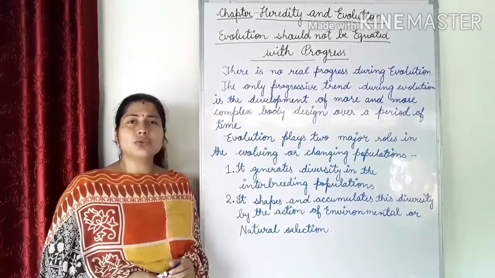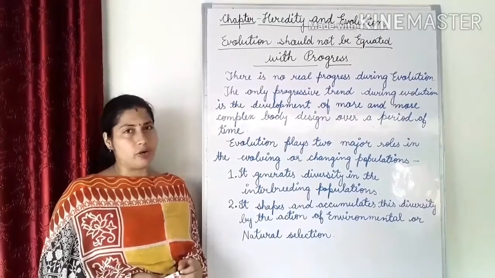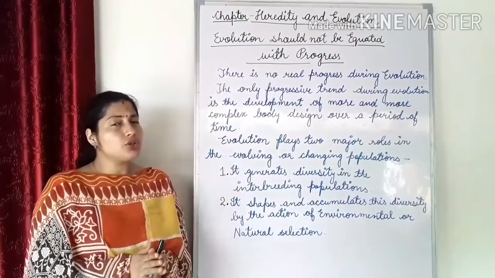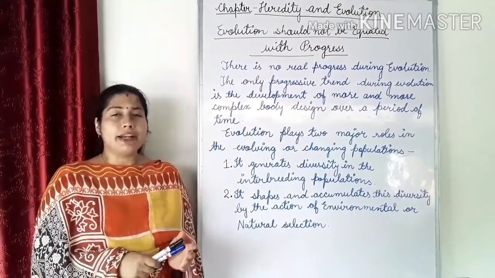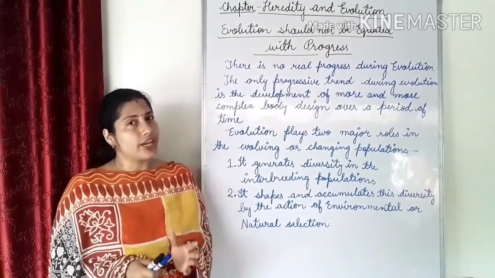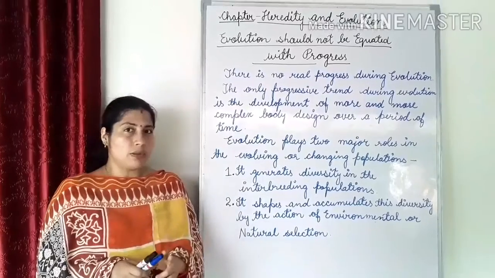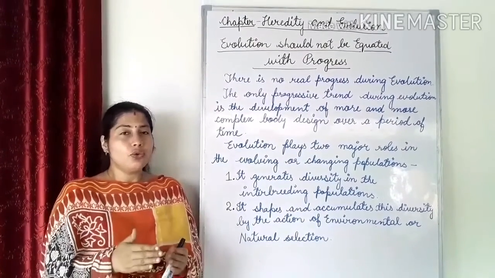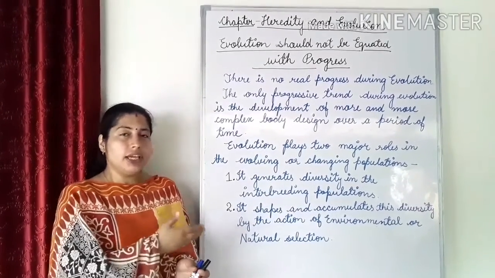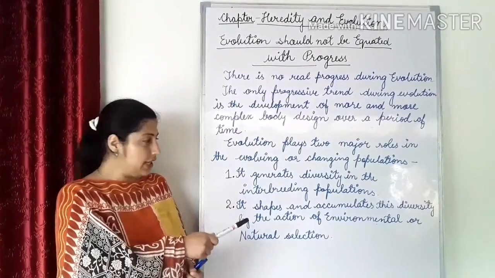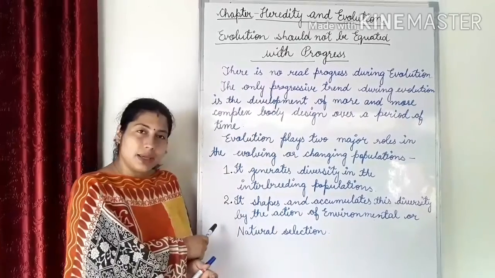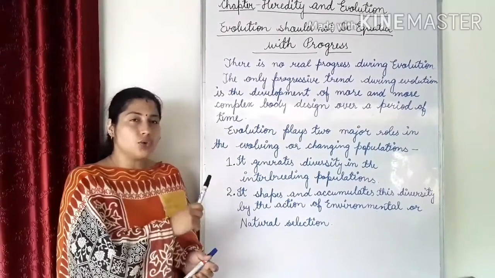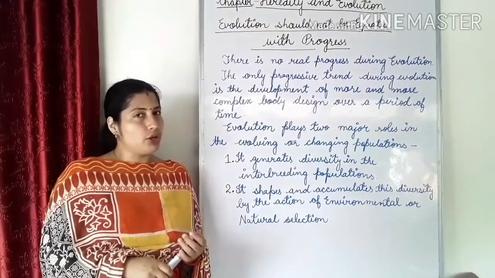Okay, so children, evolution plays two major roles in changing or evolving population. So first, it generates diversity in the interbreeding populations. जो evolution है ये जो interbreeding population है, जो parent population है, because in speciation we have studied that due to geographic isolation the existing population gets divided into two subpopulations. Okay, population A and population B. तो जो new population है वो उस population के members they are unable to interbreed with the parent population. Okay, so it generates diversity in the interbreeding population. And second one, it shapes and accumulates this diversity by the action of environmental or natural selection. Okay, so these are the two major roles that evolution plays in changing or evolving population.